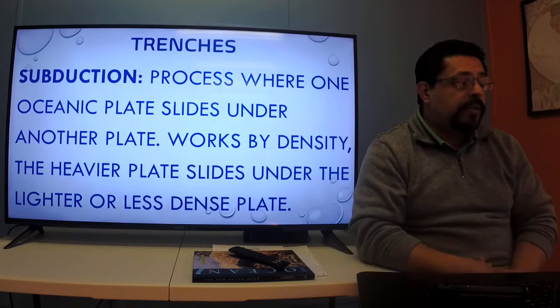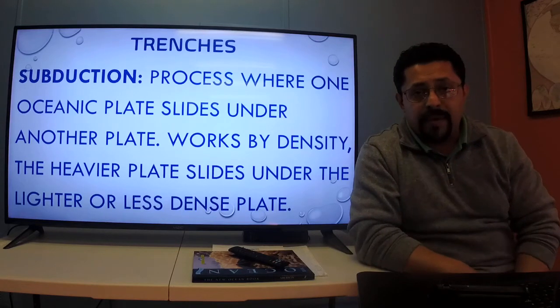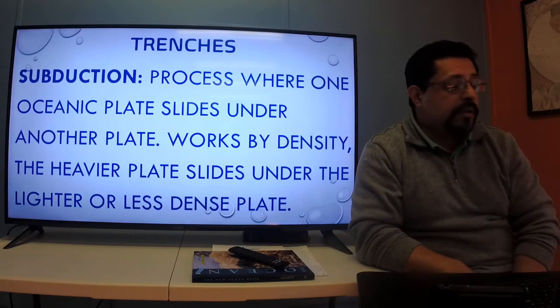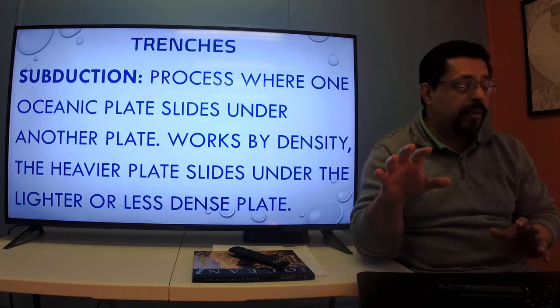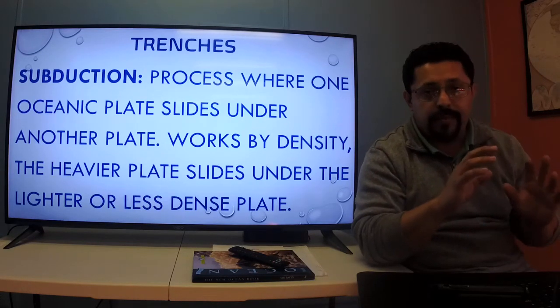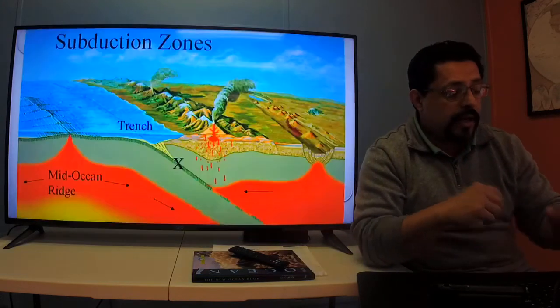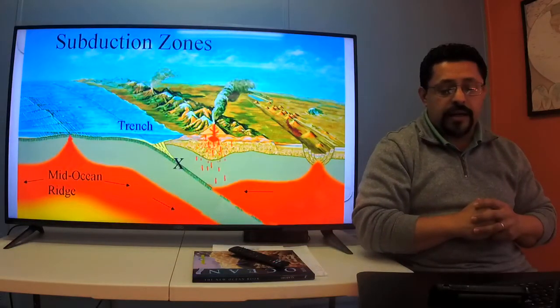Okay. All right, so subduction, you need to remember that meaning, all right? So make sure you write it down. The process where one oceanic plate slides under another plate. All right, let's continue. This is just a picture to show you how this works.